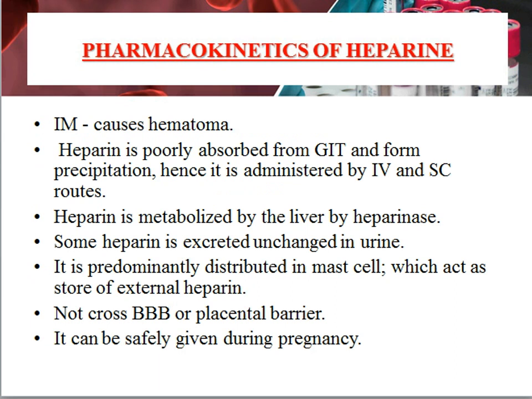Pharmacokinetics: intramuscular injection causes hematoma, and it is poorly absorbed from the GIT and forms a precipitate. So it is administered by IV and SC route, metabolized by the liver by heparinase, and excreted unchanged in urine. It does not cross the blood-brain barrier or the placental barrier. It can be safely given during pregnancy.